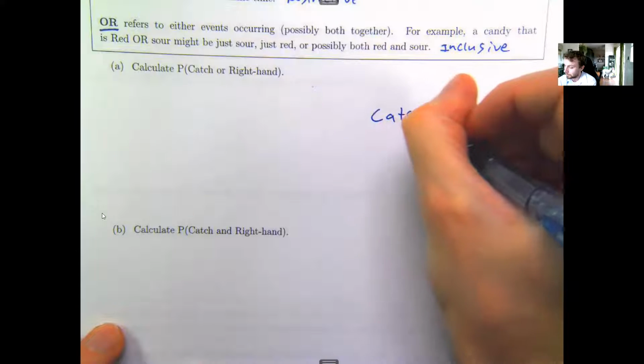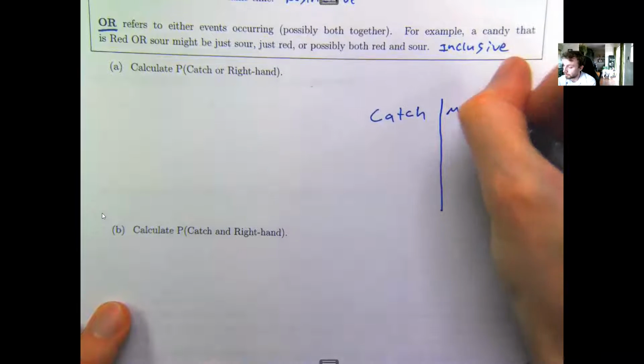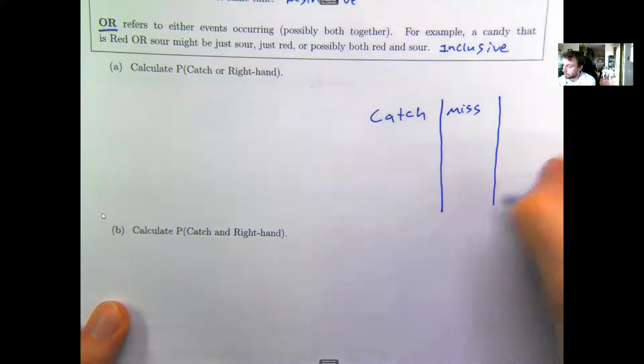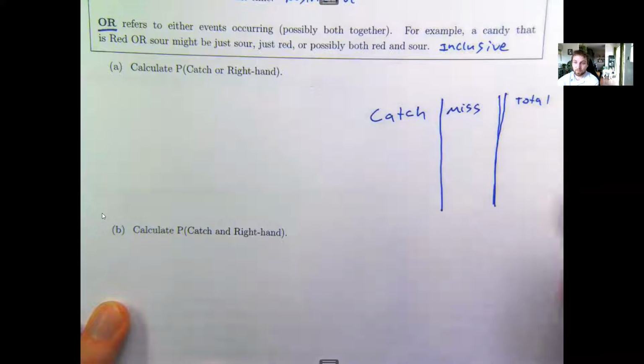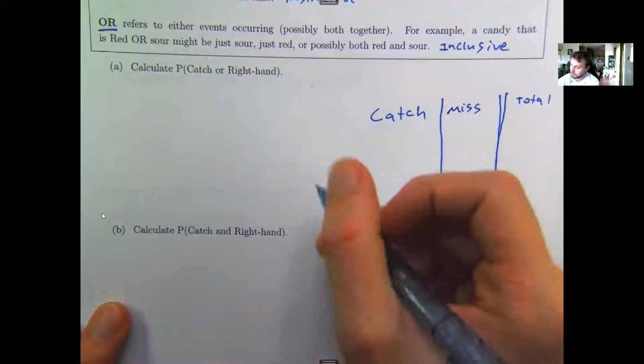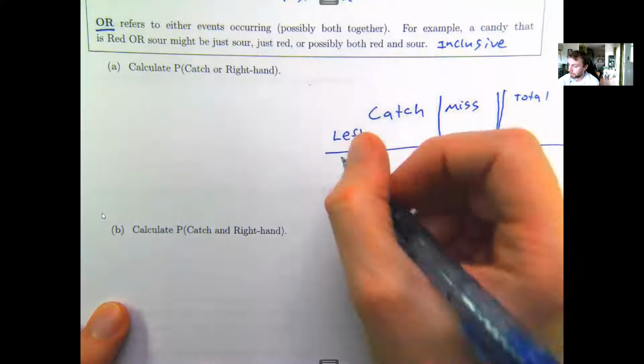So let's get that table back up here. Catch and miss or not catch. Another column here for the total. I like to use 2 lines. If you use a straight edge, your line's going to look a lot better than mine.